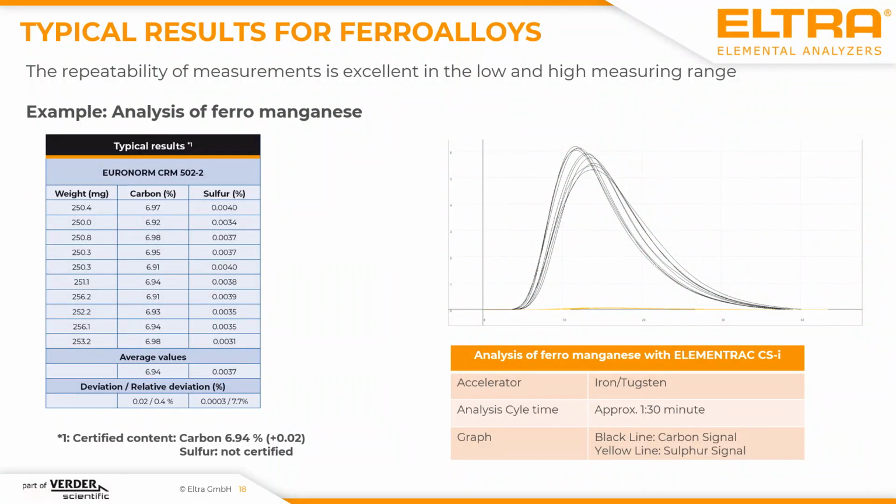The black line shows the combustion curve of carbon, and the yellow line, which is very small because the content of sulfur is very small, shows the sulfur signal. And although the concentrations of sulfur are very low and the curve is not really looking nice, it's possible to get reliable results even at very low concentrations.